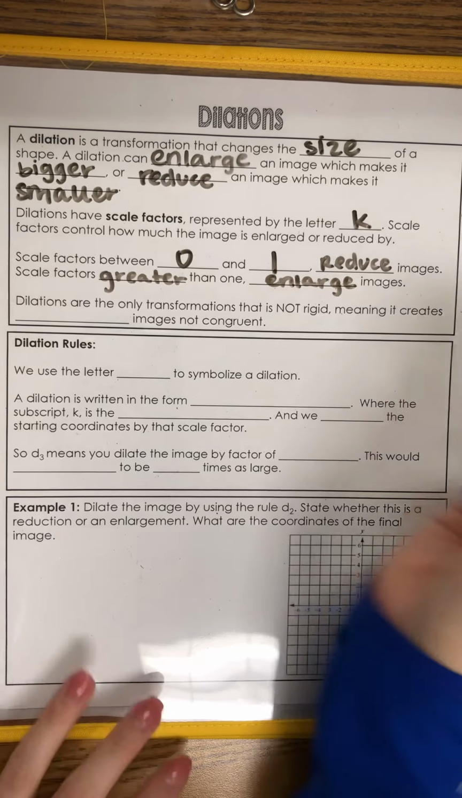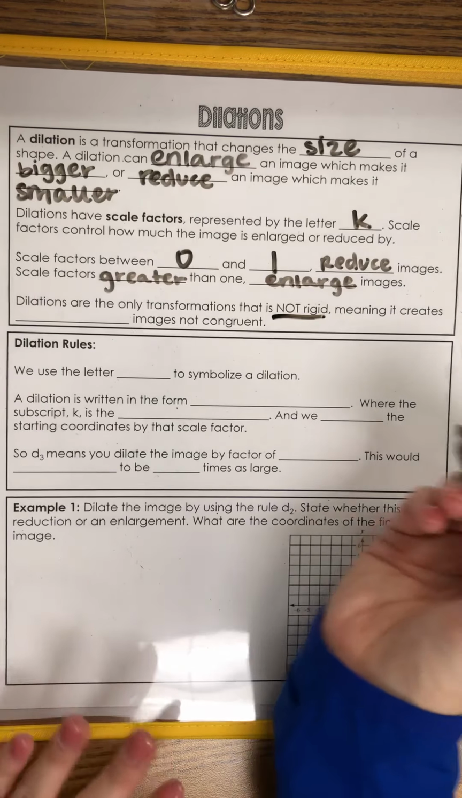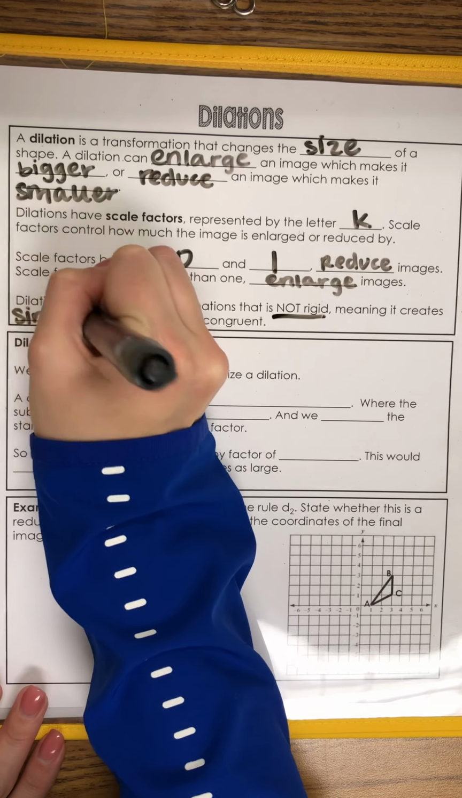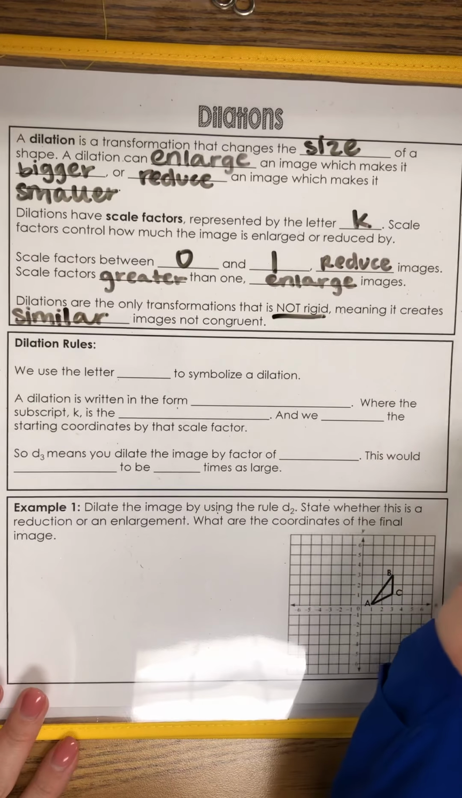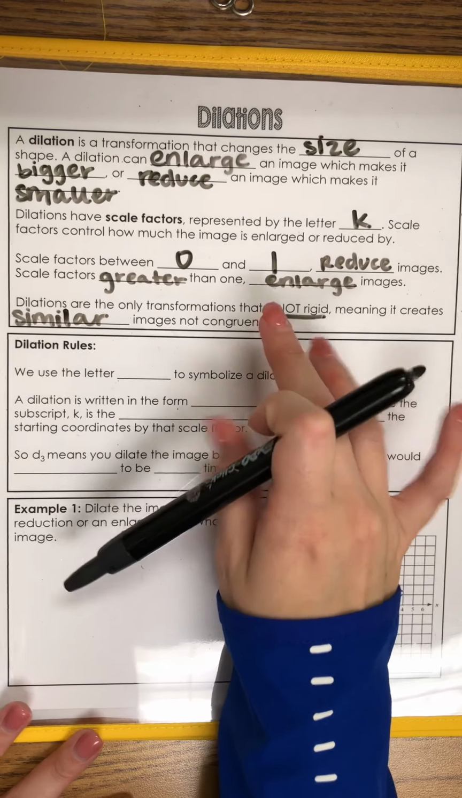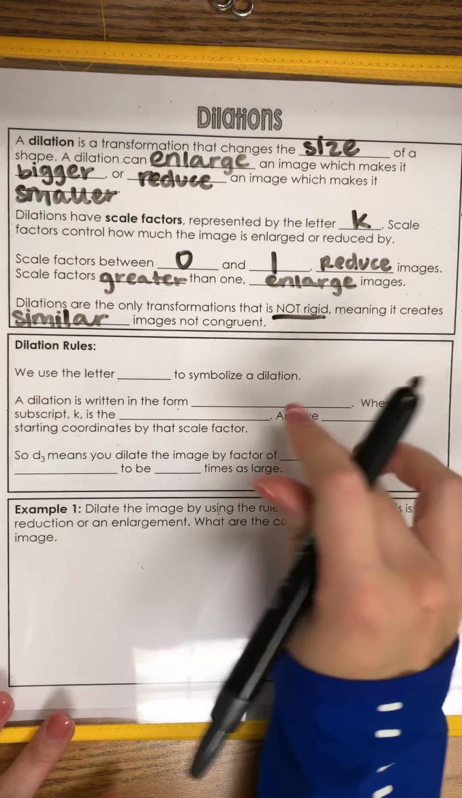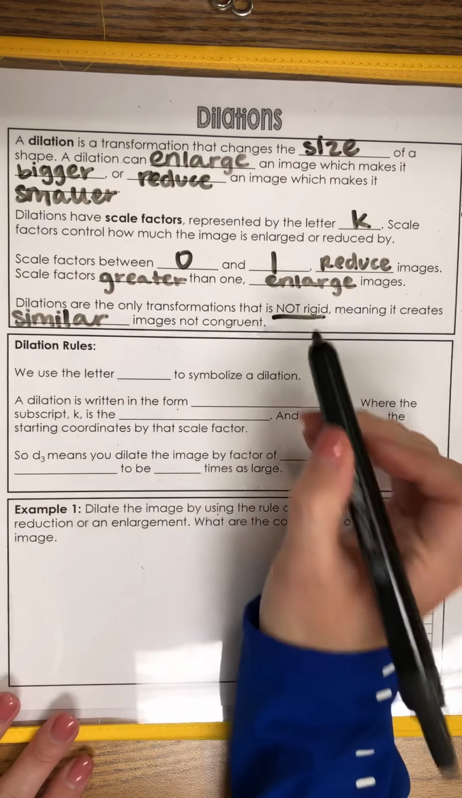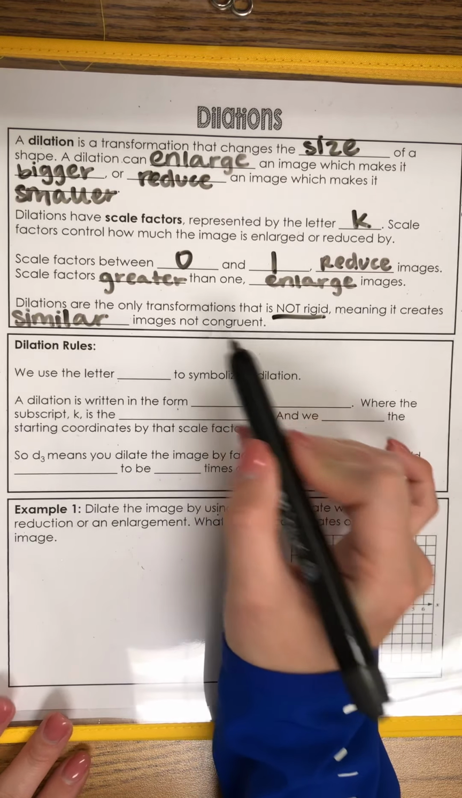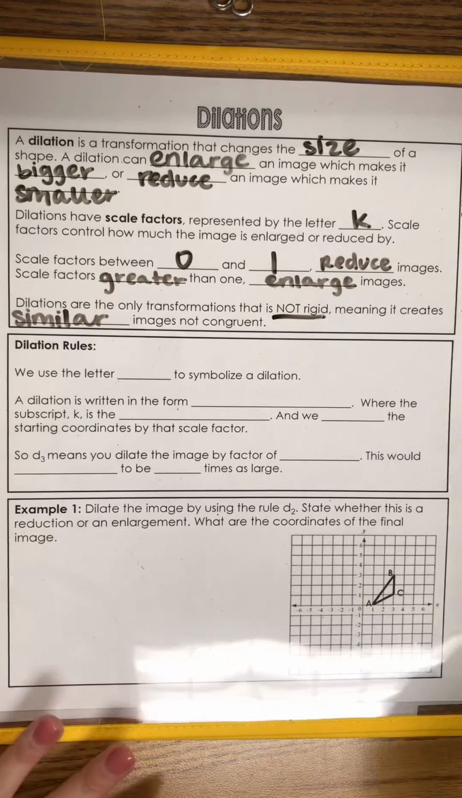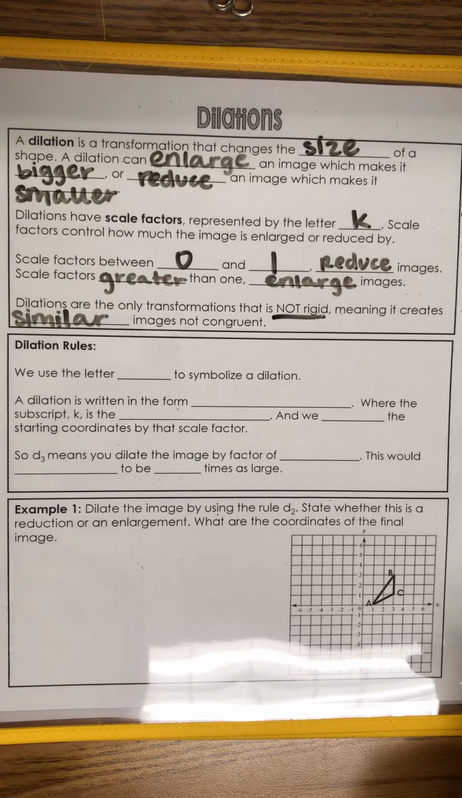Dilations are the only transformations that are not rigid, meaning it's going to create similar images rather than congruent. Okay? When we first started our geometry part in here, we talked about congruent transformations, those translations, reflections, and rotations. Dilations are not rigid because the shape does not remain congruent. It is similar. But we still can have a rule for this transformation.